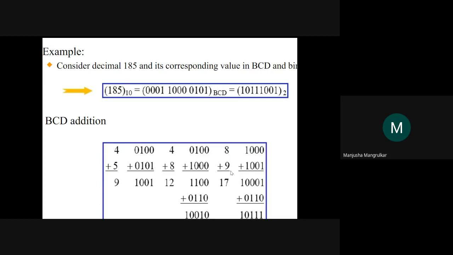Suppose this is 8 plus 9, which is 17. This is 8 and this is 9. So 1000 and 1001. Now this is 1 only, right? But a carry is generated over here, so it adds the 6. So what is your result here? 1 0111, right?